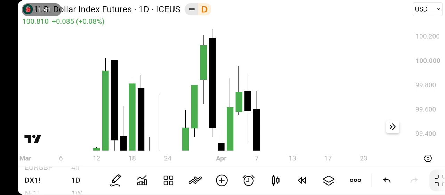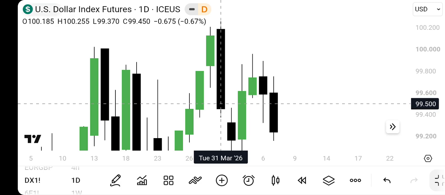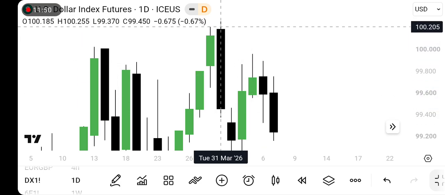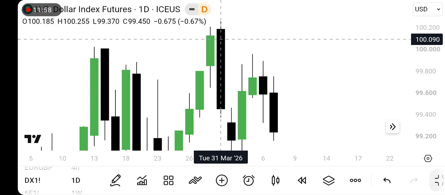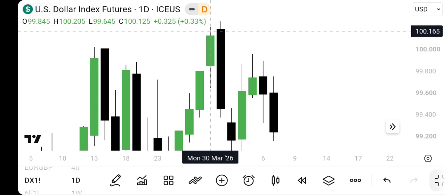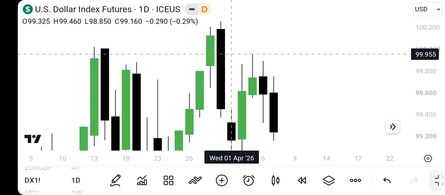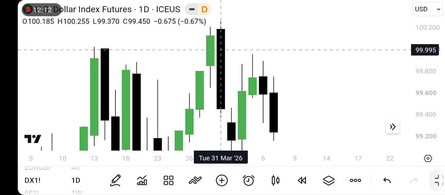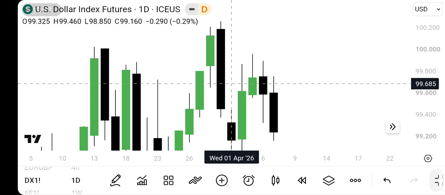Now a swing high in price is a 3 candle formation where we have 3 candles, one in the middle. You're looking at the wicks. Now this candle on the 31st of March 2026 has a higher wick than the candle on the 30th of March 2026. You can clearly see that. And it has a higher wick than the candle on the 1st of April 2026. So the candle to the left and the candle to the right have lower wicks than the candle in the middle. You understand? Now that's the swing high.